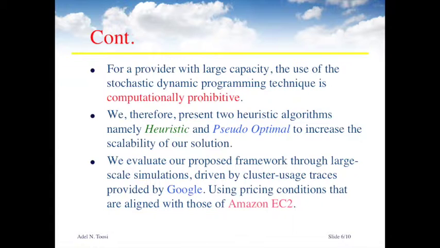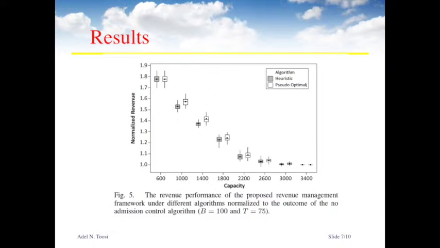We evaluate our proposed framework using large-scale simulations in CloudSim and cluster usage traces of Google, and pricing conditions similar to Amazon EC2. Here we show some results. This figure illustrates that when resources are limited, up to 80% revenue increase can be achieved using our heuristic algorithms.